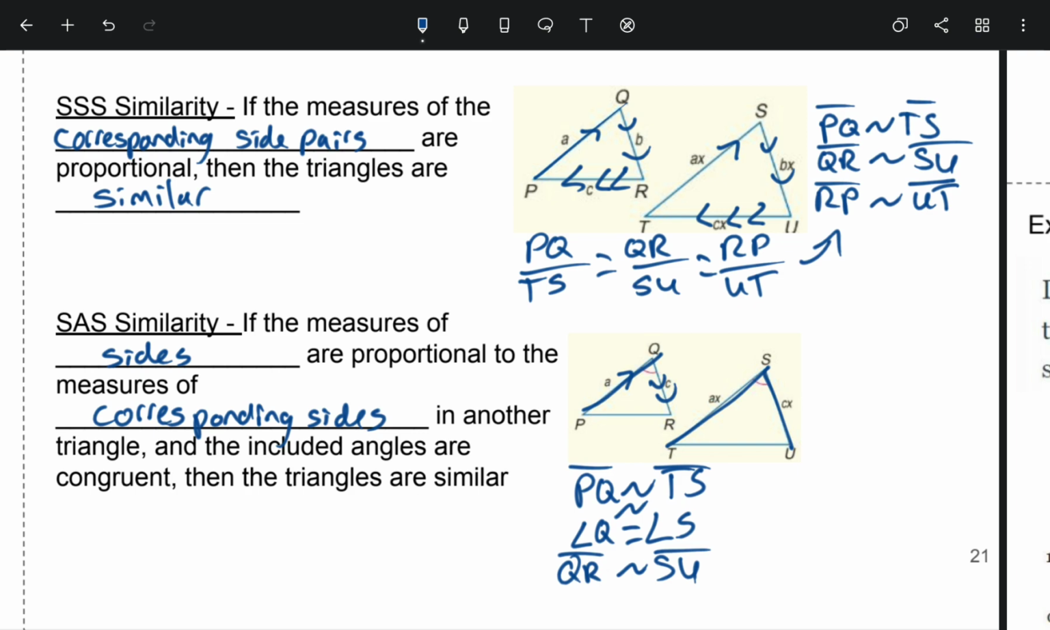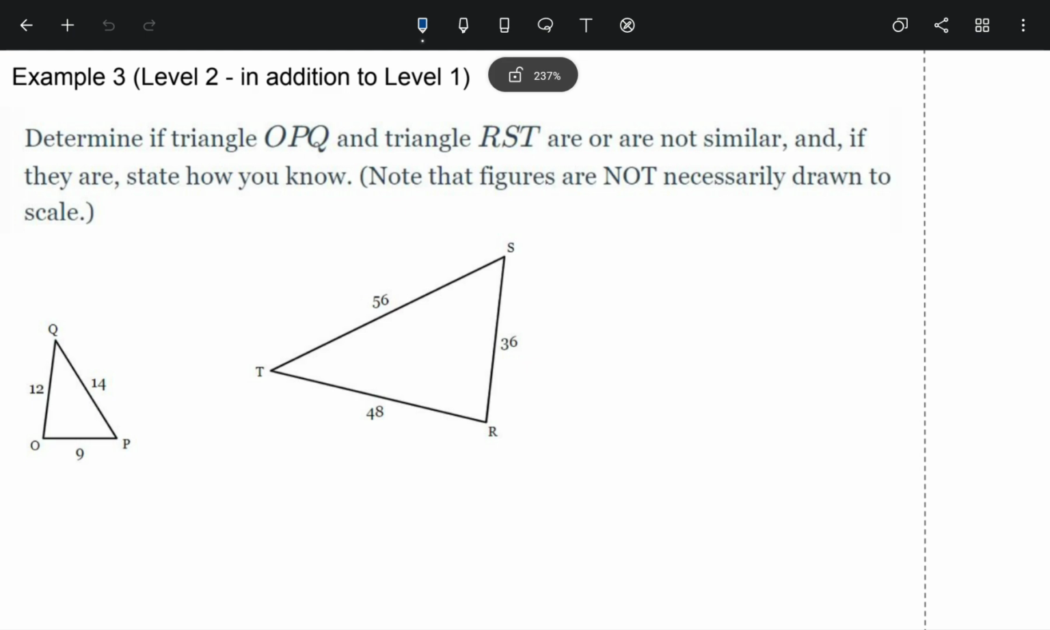Now let's go ahead and look at some examples. So for this one, we want to determine if triangle OPQ and triangle RST are similar or not. And if they are, state how we know. So in addition to level 1, if you want to get a C, you have to be able to say the similarity postulate. So we're going to take our corresponding sides. So I'm going to assume the smallest sides are the corresponding ones. So OP is similar to SR. And then I'm going to set that up in a ratio.